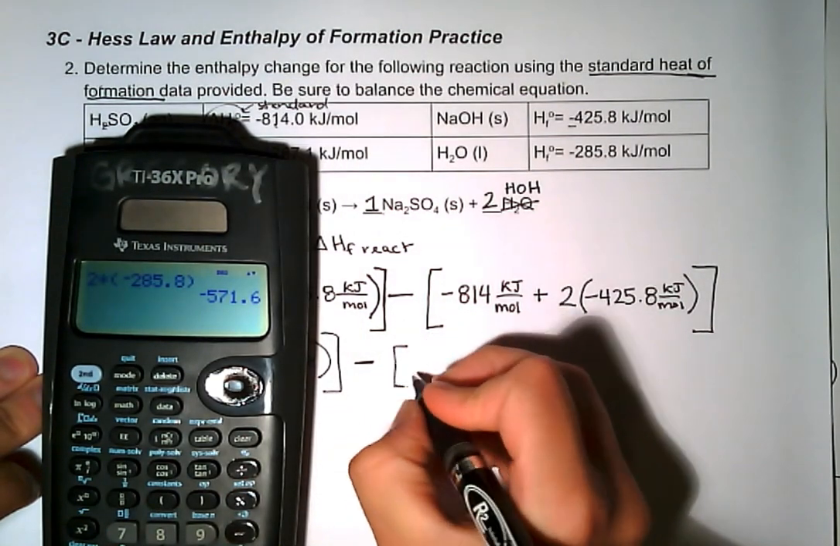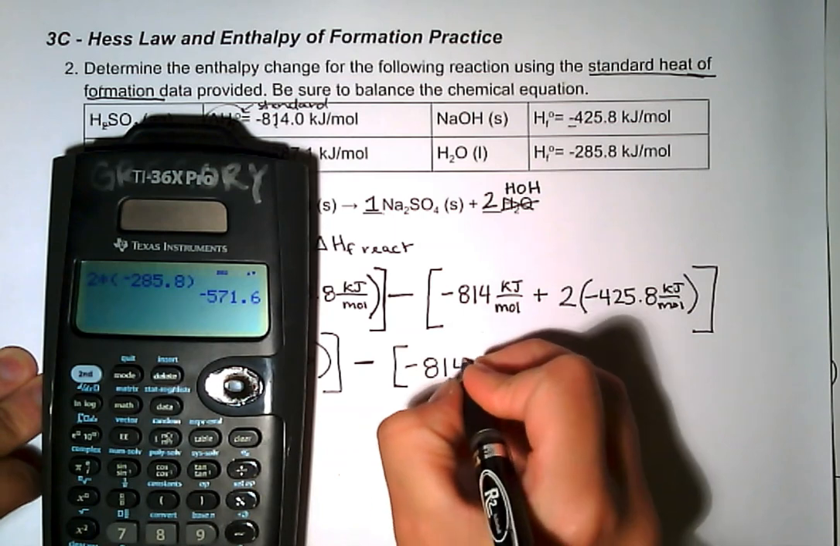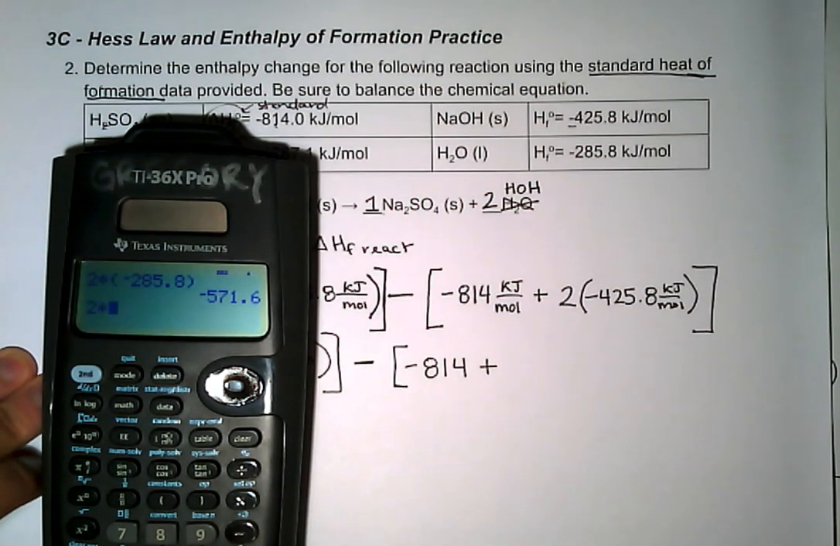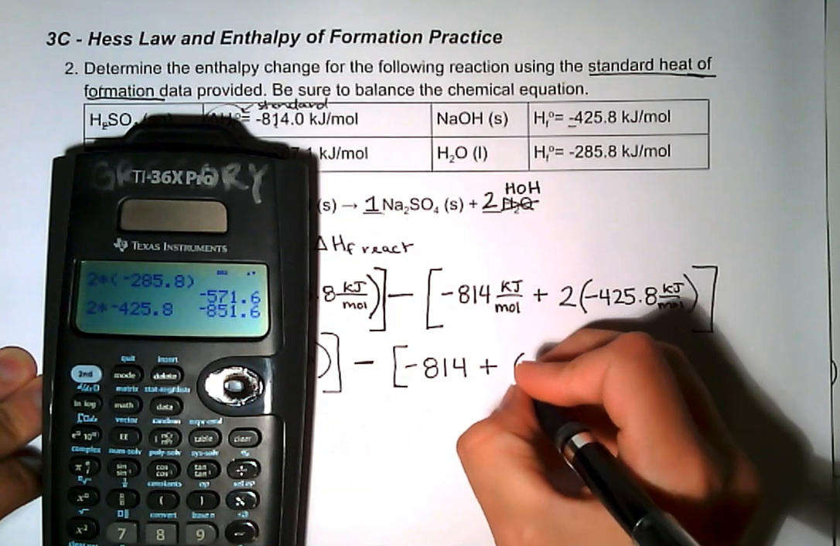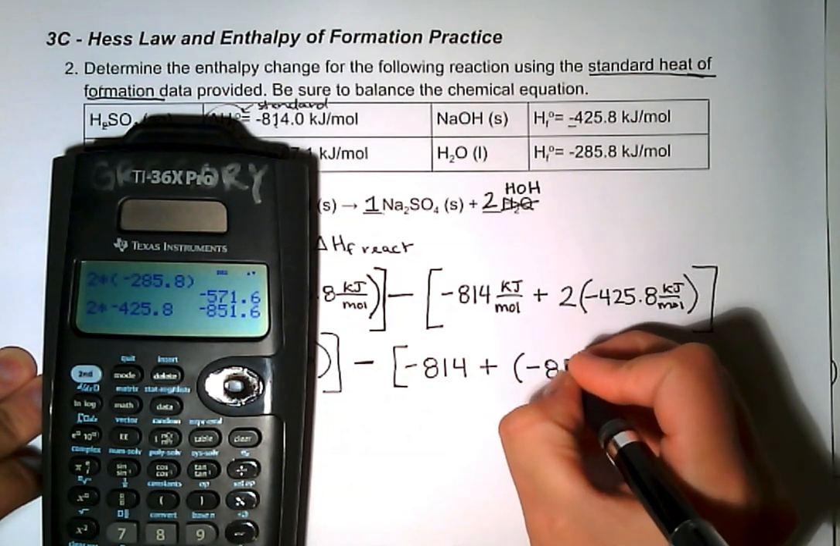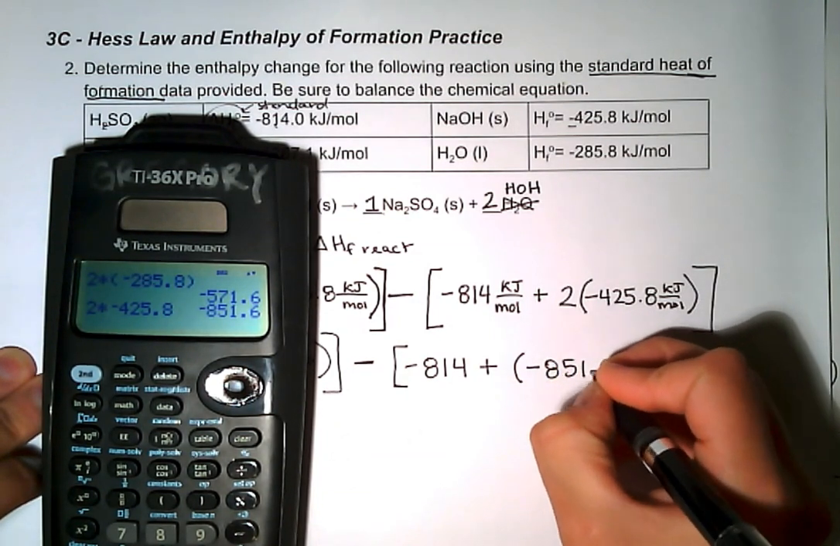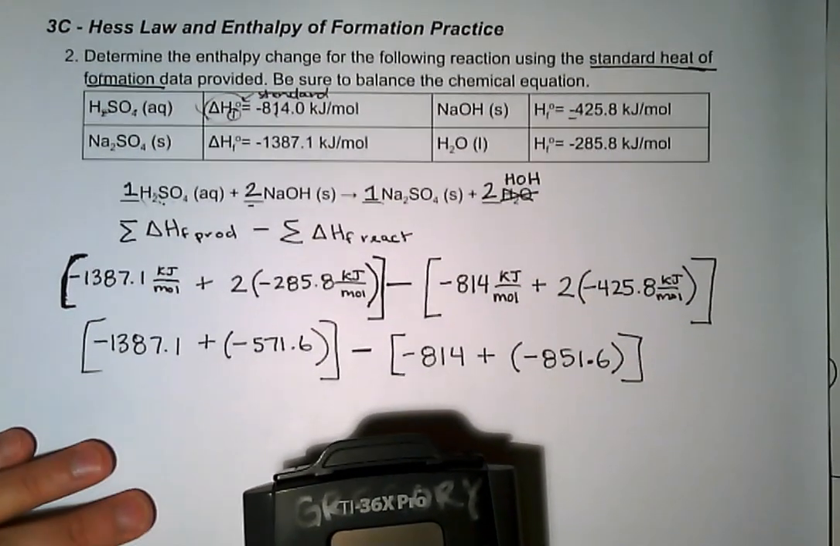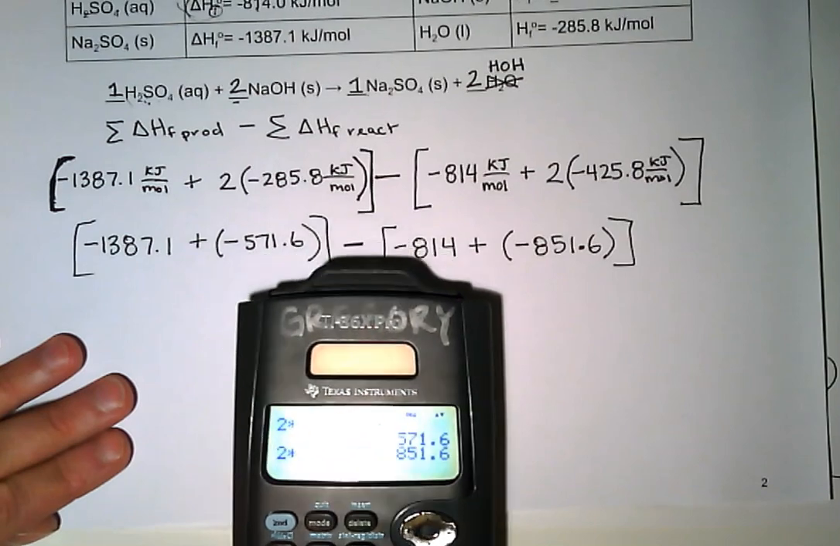which is going to be negative 814 plus 2 times negative 425.8. And I do that. So I got negative 851.6. So that simplifies this a little bit and maybe makes it a little easier to follow along. Move the sheet up a little bit.